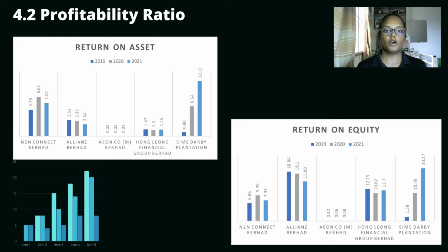The ratio for Hong Leong Financial Group Berhad declined from 2019 to 2020 before increasing in 2021, whereas End-to-End Connect Berhad saw the reverse trend, with a rise from 2019, which is 6.86%, to 2020, which is 9.76%, before seeing a sharp dip to 7.93% in 2021. We could tell that Sam Dhabi Plantation with a ratio of 20.17% in 2021 has the highest ratio overall. This shows that the business is doing well from the management perspective in making good earnings with the allocated amount of capital.